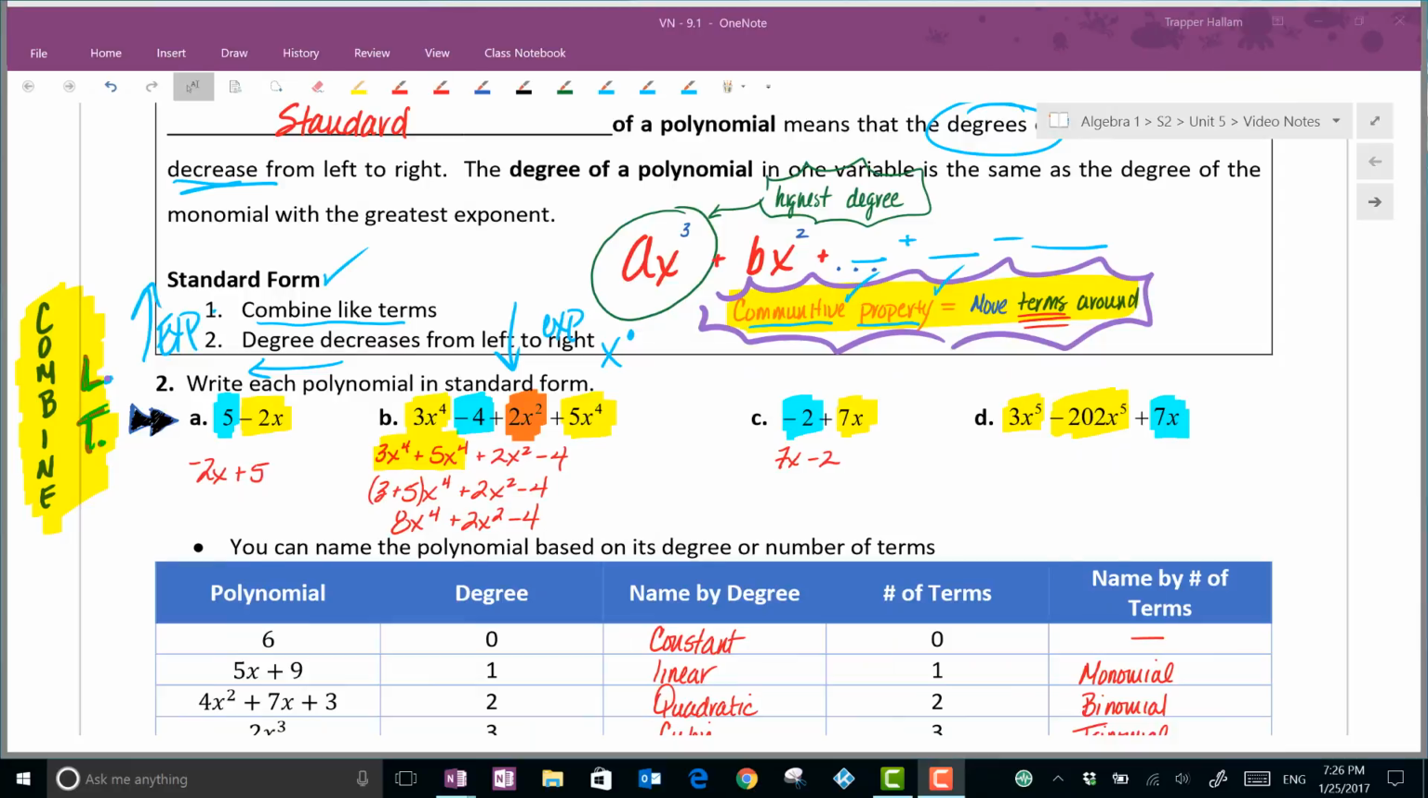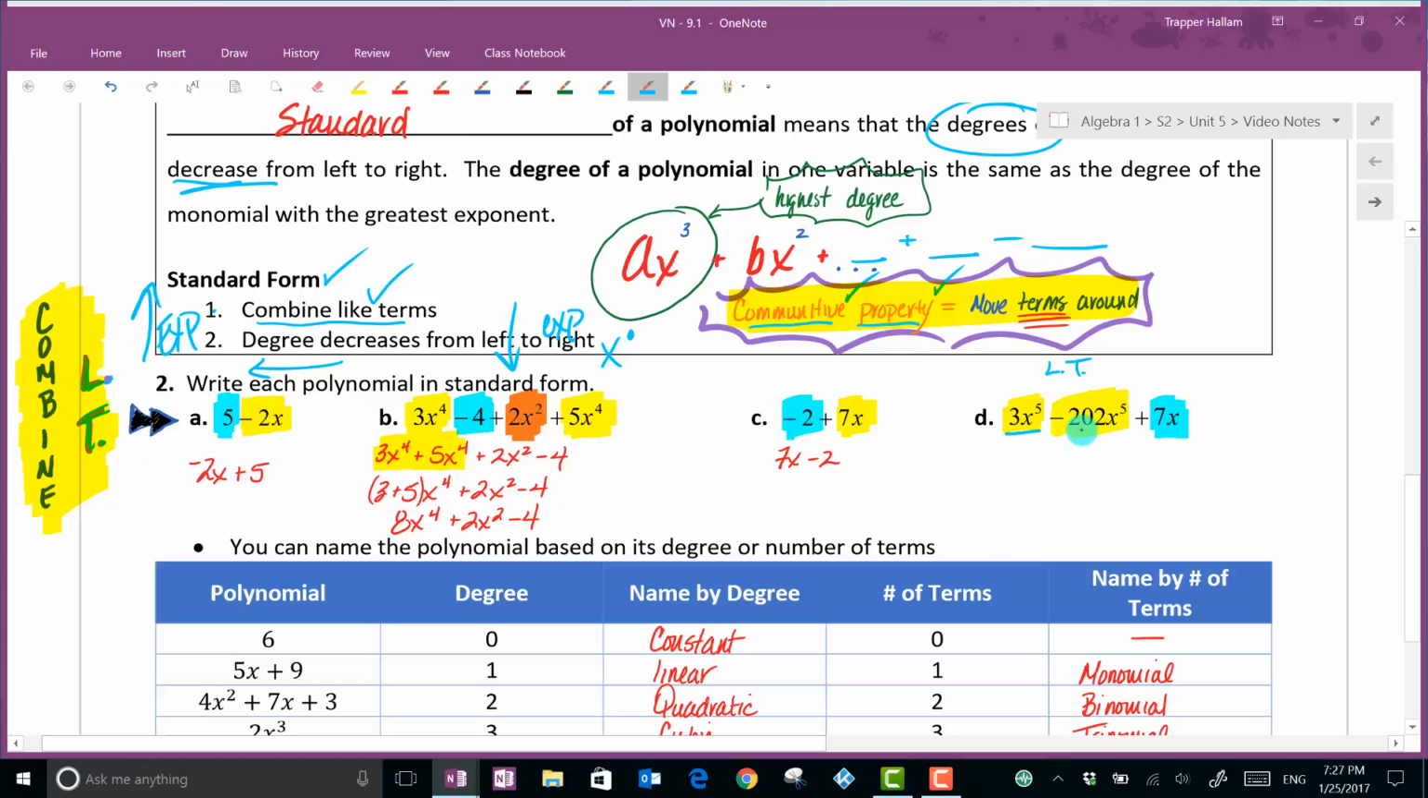Okay, so looking at these examples, there's a couple to do. Make sure you check those out. I'm going to do this one at the end here. It says write each polynomial in standard form. You've noticed I've highlighted here, and with each of these highlightings I'm using colors to signify the same kind of terms, or like terms. So in this example D, you'll notice that this monomial, this term, has an exponent of 5, and this term, negative 202x to the fifth, has the same exponent. Those are considered like terms, so they need to be combined. That's what my colors are for here.